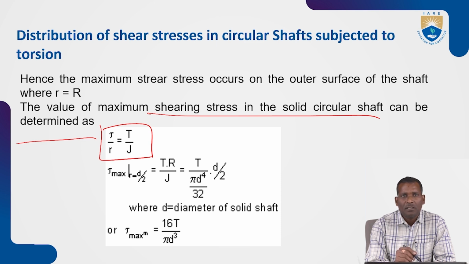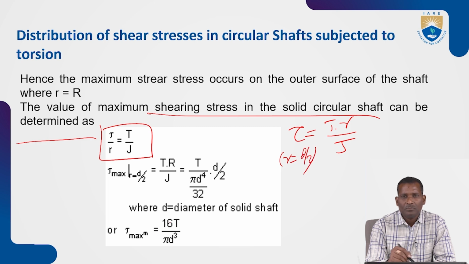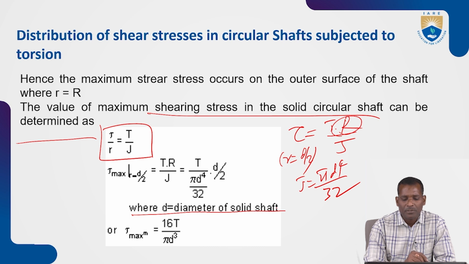So you can calculate the shear stress is equal to T into R by J. The shear maximum is where R is equal to D by 2. So here, the capital R, where R is equal to capital R, and T by J, already you know, is equal to pi d to the power of 4 by 32 for the circular rod. But R is equal to D by 2 here. So substitute, where D is the diameter of the solid shaft.